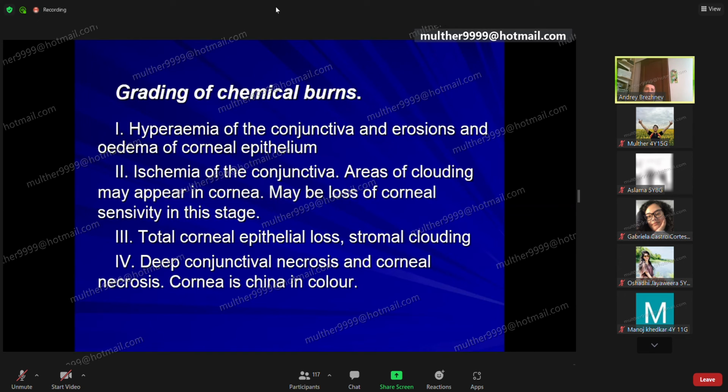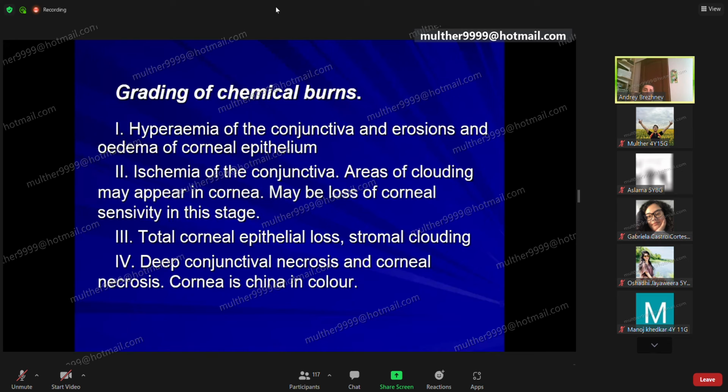there are 4 grades. The first one is hyperemia of the conjunctiva and erosion and edema of corneal epithelium. The second stage is ischemia of the conjunctiva. Areas of clouding may appear in the cornea. There may be loss of corneal sensitivity in this stage.